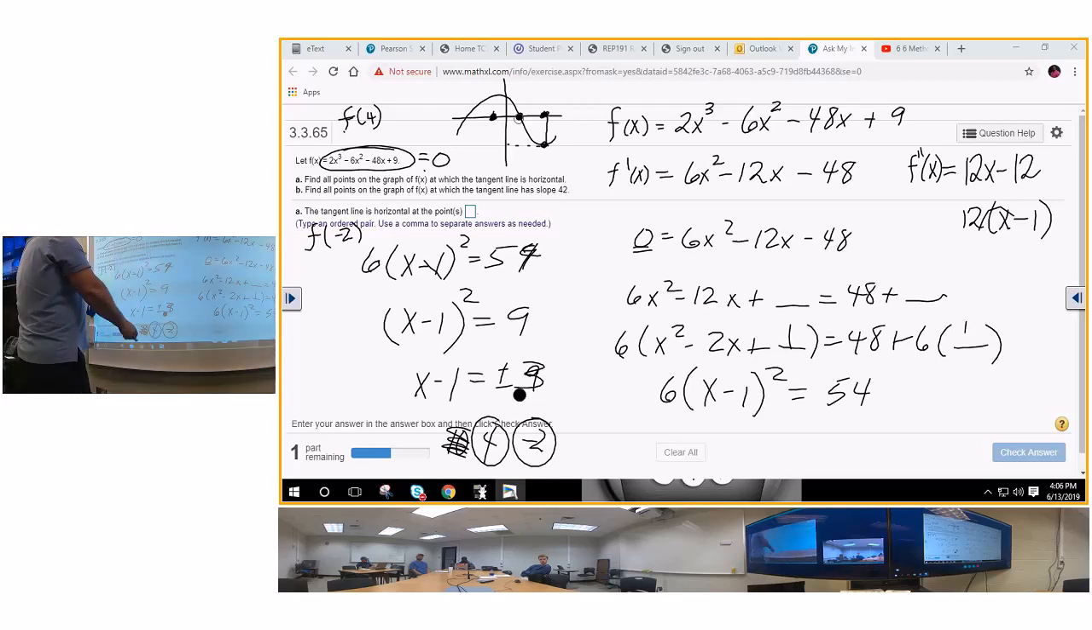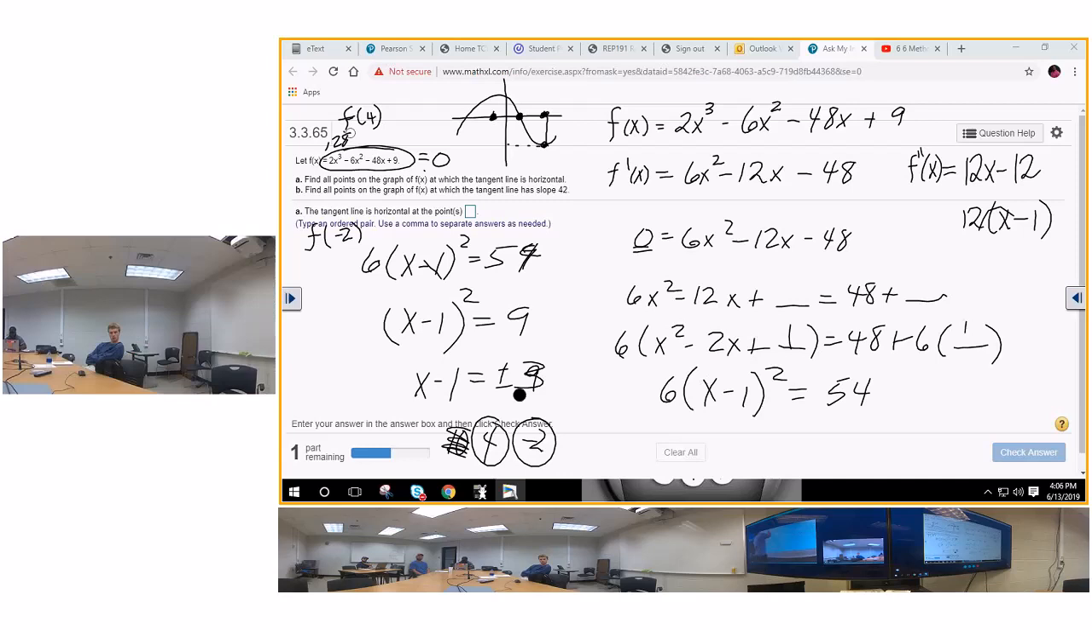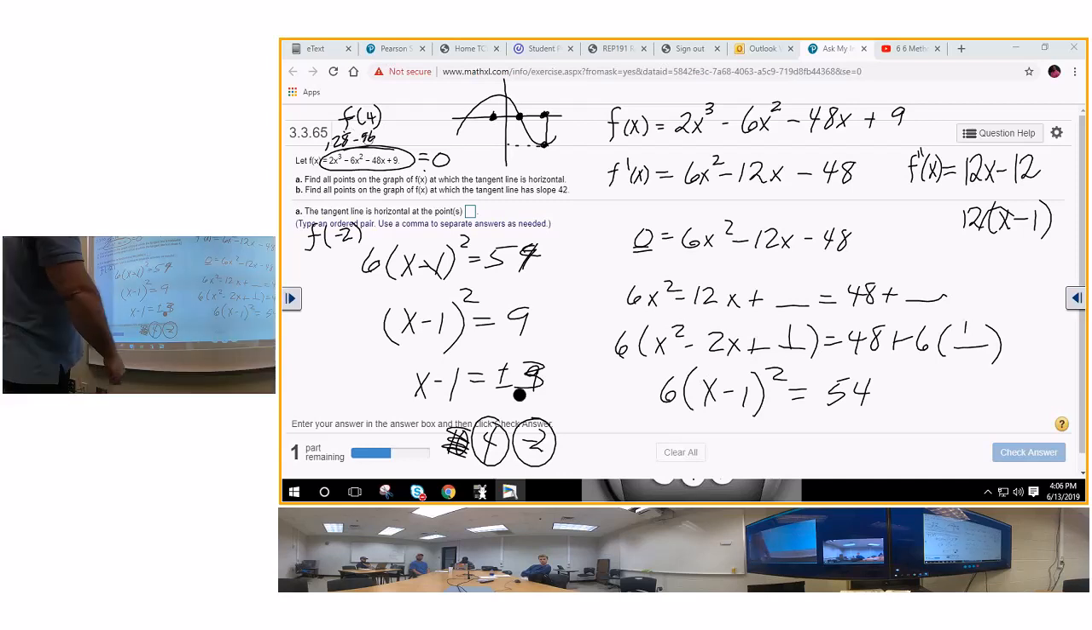So let's do 4. 4 cubed is what? 64? 64 times 2 is what? 128? Y'all check me. 4 squared is 16. 16 times 6 is what? 96? Minus 48 times 4. I have no idea what 48 times 4 is. 50 times 4 is 200. 196? Or what is it? 192. 192? That's going to be minus 192 plus 9.